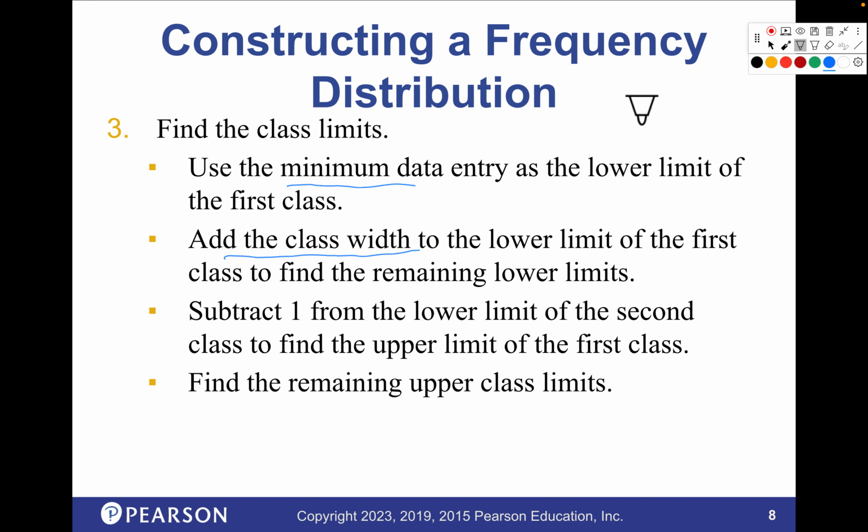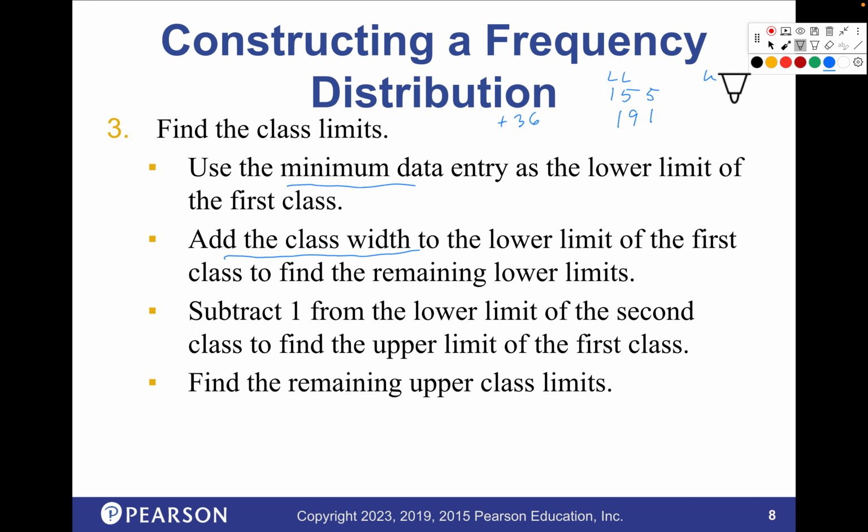So just to show, the lower limit of the first one is 155. That was the minimum. We're going to add 36 to that. So 155 plus 36 gives us 11, carry the 1, that's 8, 9. That's 191. So that would be the next lower class limit. Okay, so the class width gives us the next one. But here's the lower limit.